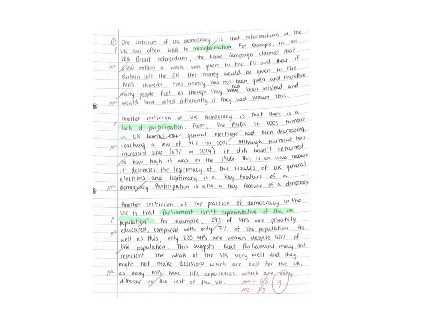So you can see that the first thing that's been mentioned here is referendums and misinformation, and then we've got the very famous example of the Brexit bus in 2016 and the pledge of £350 million a week, or the suggestion that that money could be spent on the NHS. And then the analysis, many feel as though they have been misled. They would have voted differently had they known this. So it's showing how the information not being accurate or being misleading has a negative impact on our democracy.